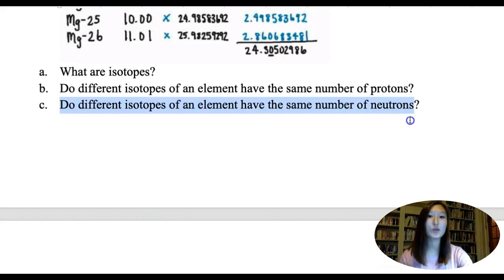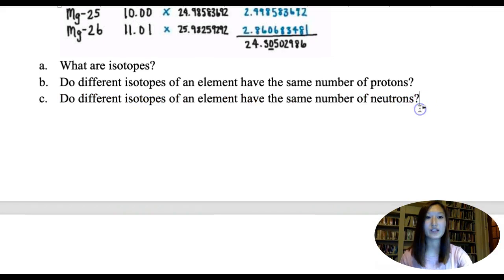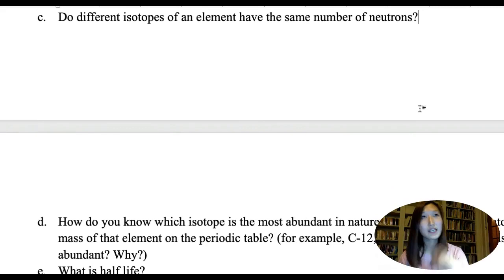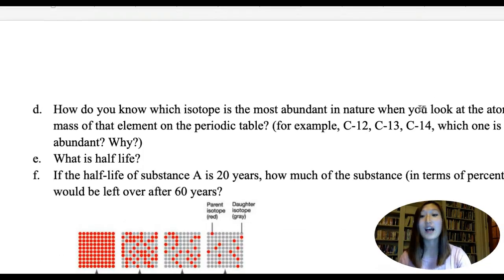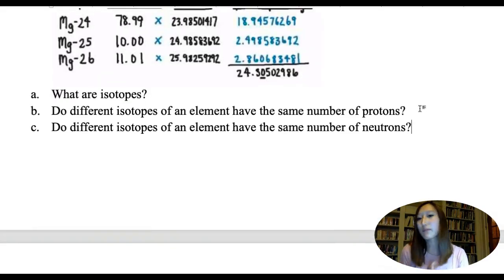Do different isotopes of an element have the same number of neutrons? The answer is no, right? Different neutron numbers are what make the isotopes different from each other. The electron numbers can change no matter what, right? We can take away electrons, give it electrons, but that doesn't make it an isotope, right? So here's something that people often get confused about. Well, what about the electrons? The electron changing doesn't influence an isotope.